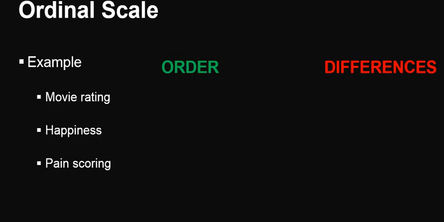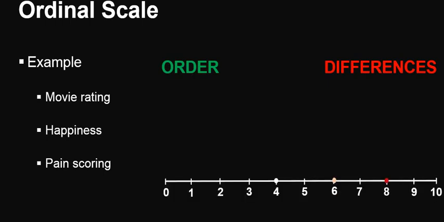So let's consider pain scoring. If it is scored from 0 to 10, and let's consider there are three different patients, A, B and C. Obviously the pain experiences of these three different patients are in an order. For example, the pain experienced by the patient C is obviously greater than the pain experienced by patients A and B. Similarly, the pain experienced by the patient B is greater than the pain experienced by the patient A, whereas it is smaller than the pain experienced by the patient C. So it represents an order.